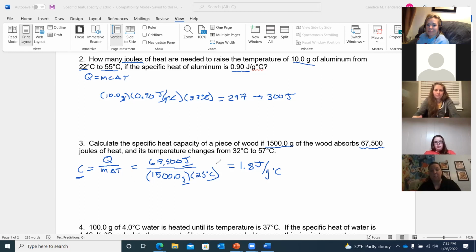Questions on that? Plug and chug. The only time you might get tripped up is if they give you the information in a unit that doesn't match. If this said 1,500 kilograms instead of grams, first get it into grams, then plug it into the equation. Same thing here: if this is in joules per gram degree Celsius and they give you the energy in calories, convert from calories into joules and then plug it in, because these equations don't work if the units are different.